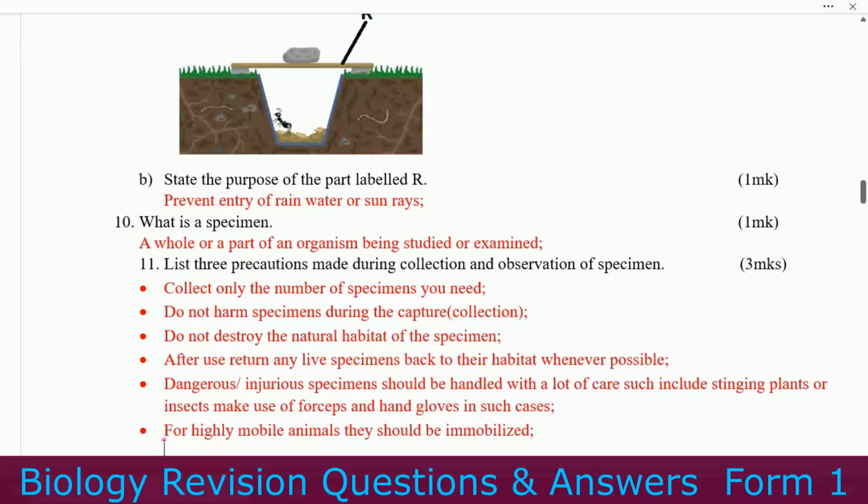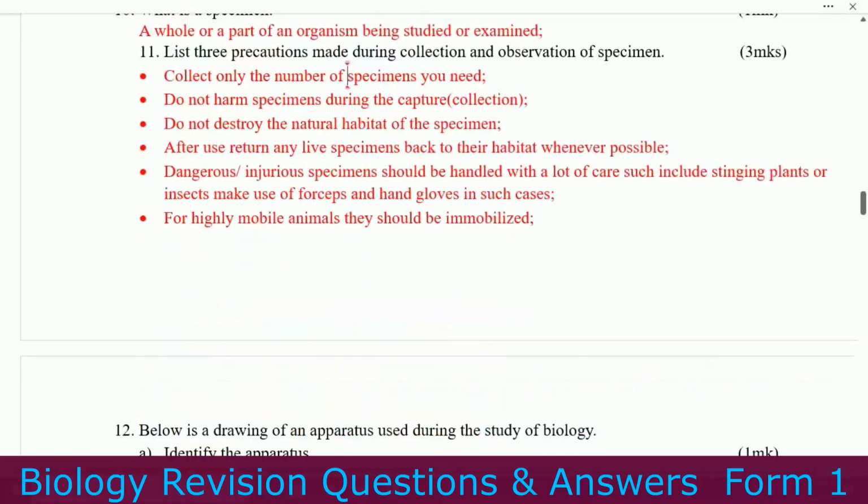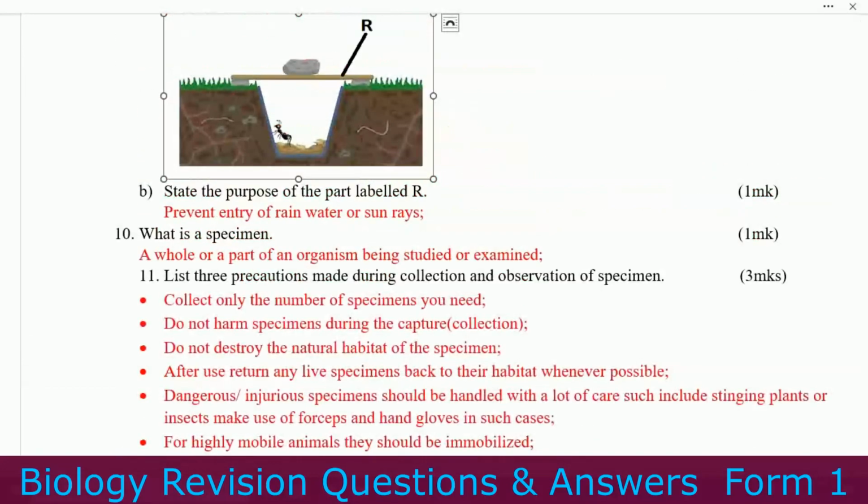Number 10. You're told, what is a specimen? A specimen is a whole or a part of an organism being studied or examined.